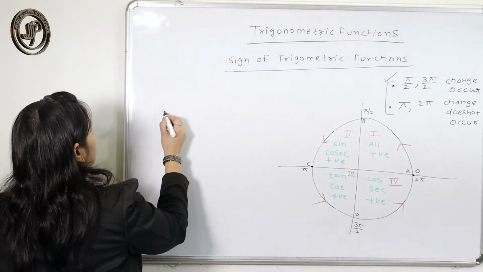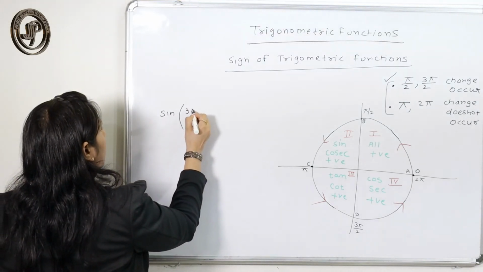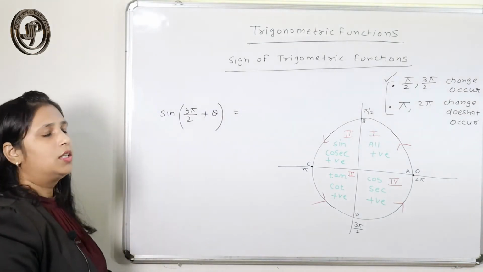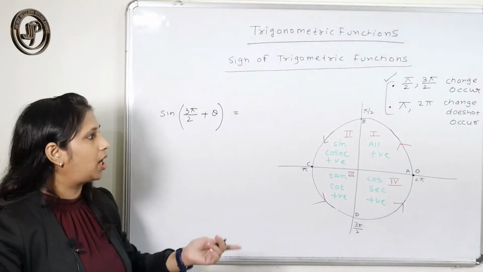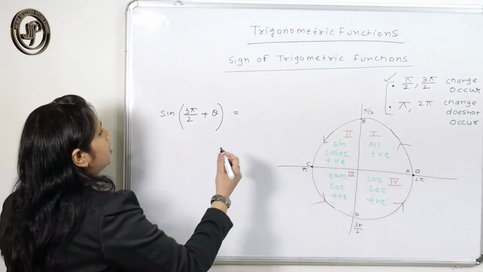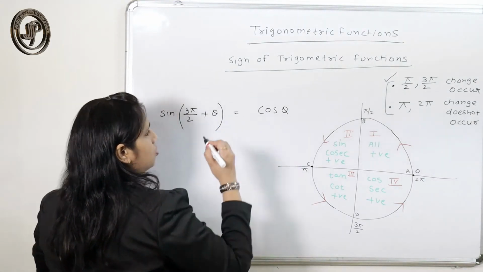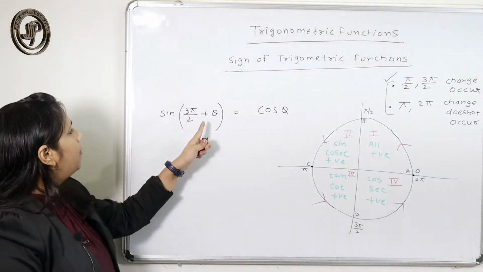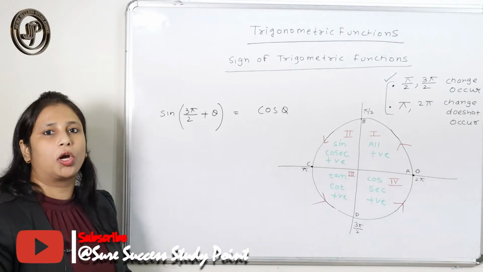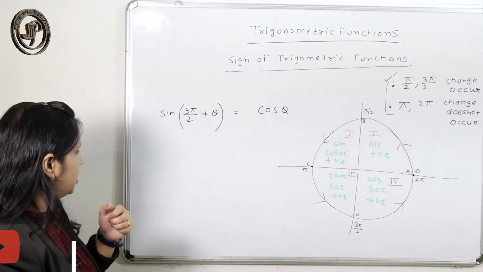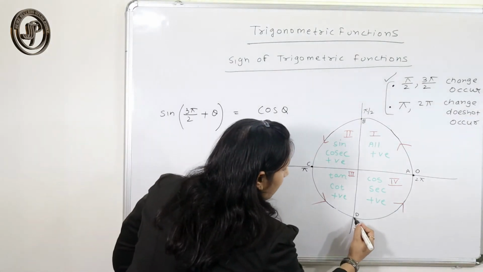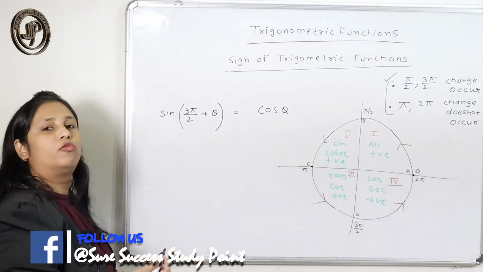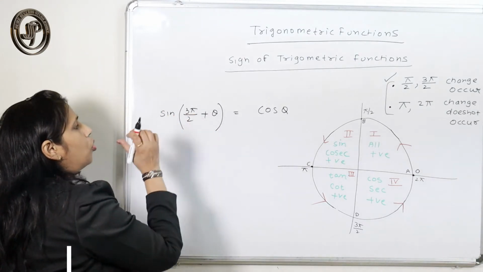Next, if I say sine of 3 pi by 2 plus theta, how will you do this? With 3 pi by 2, change occurs, sine is converted into cos. Now, in 3 pi by 2 plus theta, which quadrant are we in? The plus means you are going towards the arrow, meaning the fourth quadrant.